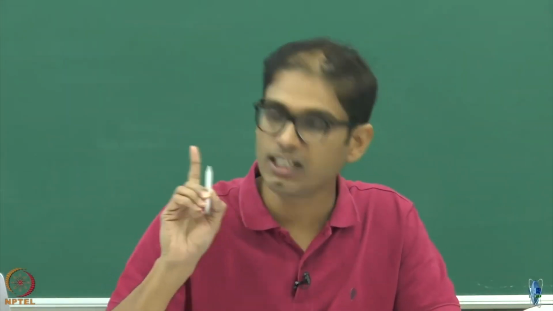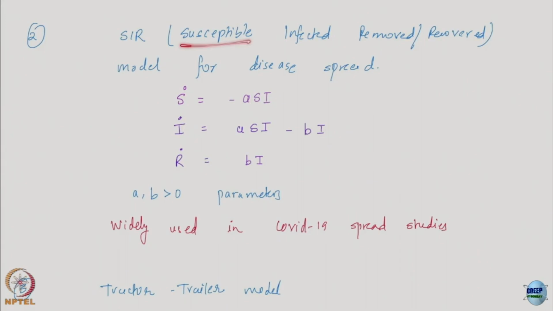What the SIR model can do is, once a variant has entered a population, tell you how fast it's going to progress and what equilibrium it can potentially reach, depending on how you isolate and things like that. So you have three states here. One is the susceptible, second is the infected, and R is the removed or recovered.